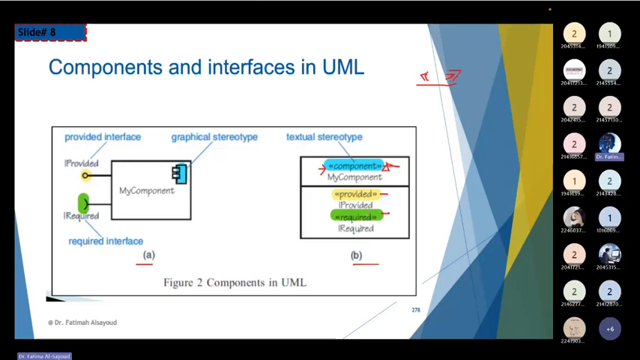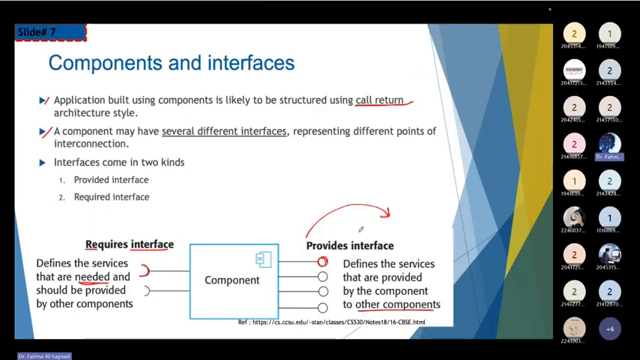I have a question here. Can an interface require something from an interface and provide something to another interface at the same time? They can, but they're going to choose different interaction points. Okay, I get your question.